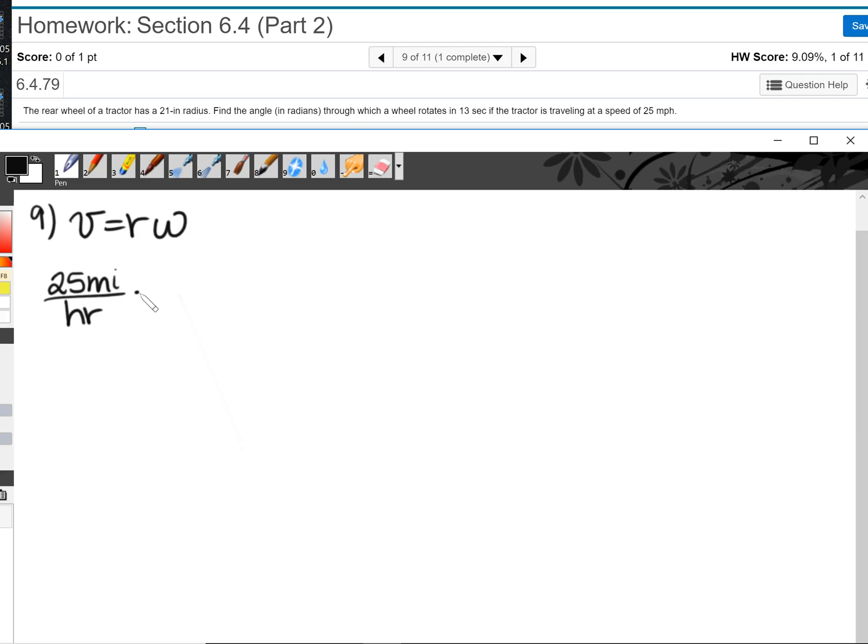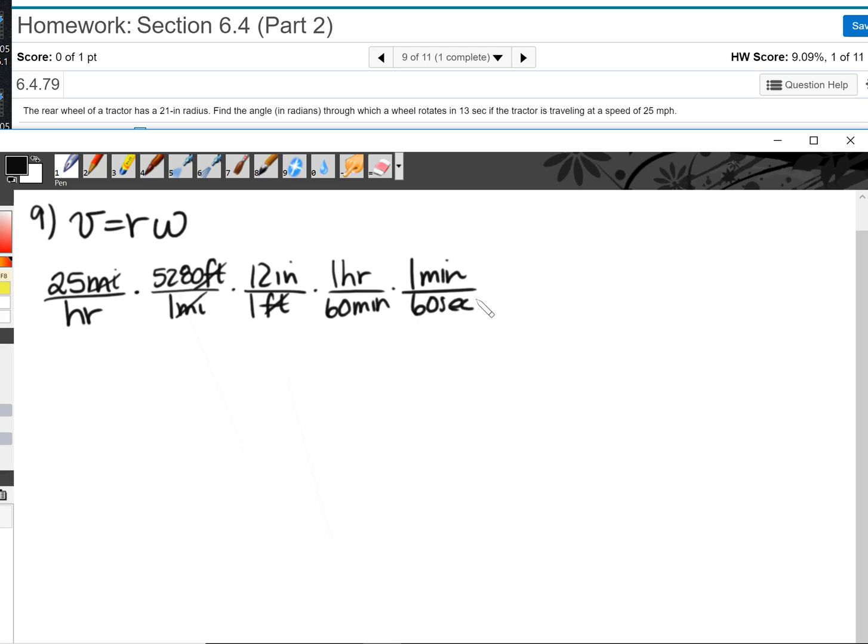Okay, so this is going to be a little much, but I think we'll be able to handle it. So let's get the miles to inches first. I know that there are 5,280 feet in 1 mile, and there are 12 inches in 1 foot. So my feet are going to cancel, my miles are going to cancel. And now let's get my hours. In 1 hour, there are 60 minutes, and in 1 minute there are 60 seconds.